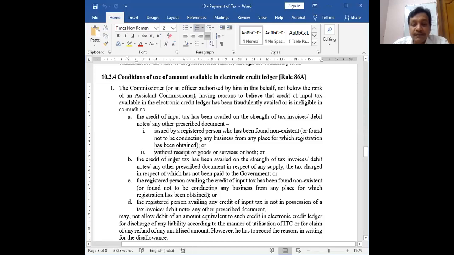Similarly, I have taken ITC, but that tax has not yet been deposited to the government. The person to whom I have paid this tax of 5,000, I have paid the tax of 5,000 to that person, but that person has not deposited that tax with the government and I have claimed ITC. Government says it is not allowed.